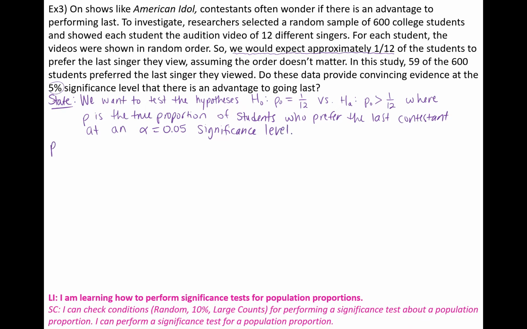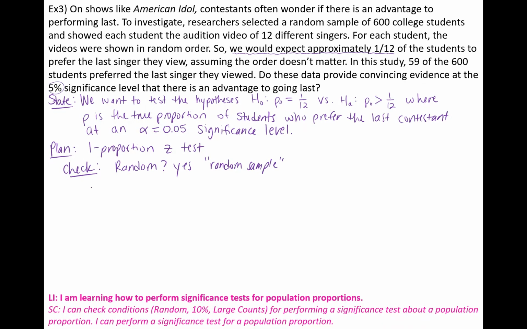Then we go to plan. Our plan is that we are going to do a 1 proportion Z test. Before we would have said a 1 proportion Z interval when we were doing confidence intervals, but now it's a significance test, so it's a Z test. And then our check step, the first thing is always random. Did we have a random sample? And the answer is yes. They told us they had a random sample.